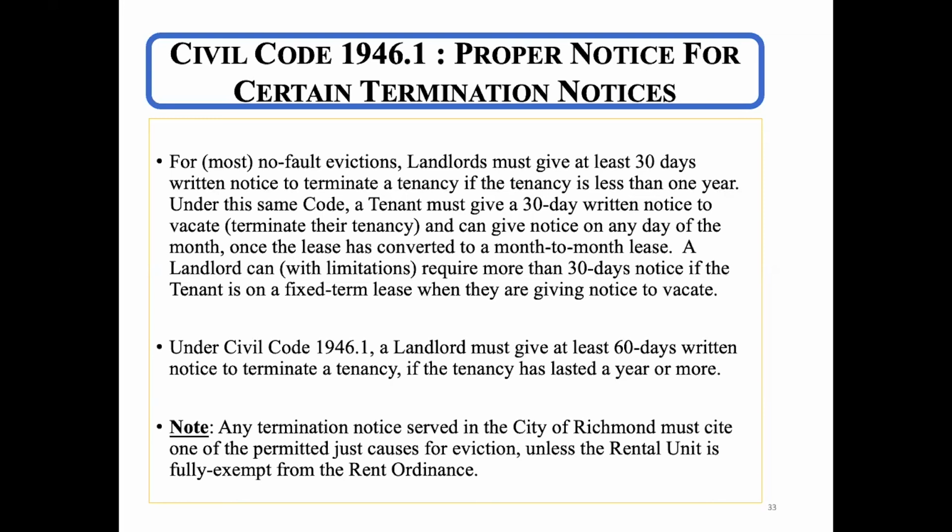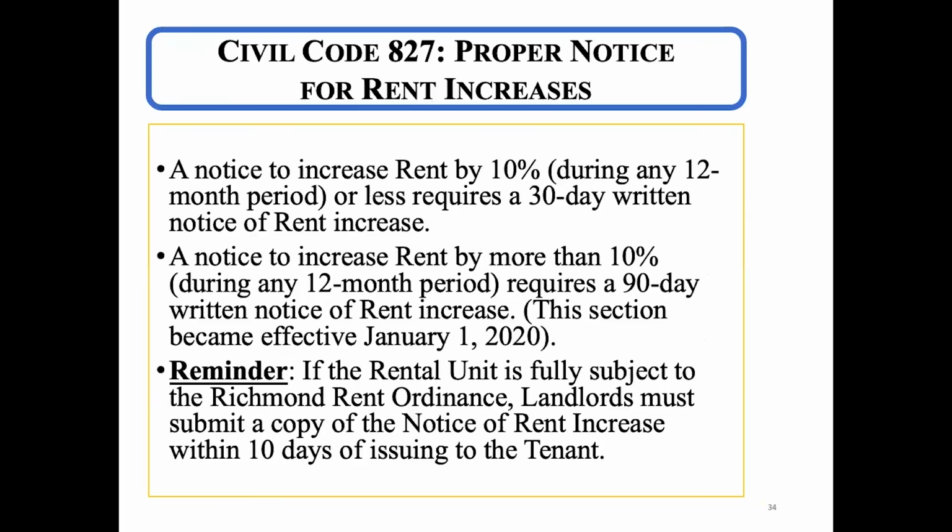Under Civil Code 1946.1, a landlord must give at least 60 days written notice to terminate a tenancy if the tenancy has lasted a year or more. Note, any termination notice served in the city of Richmond must cite one of the permitted just causes for eviction, unless the rental unit is fully exempt from the rent ordinance.